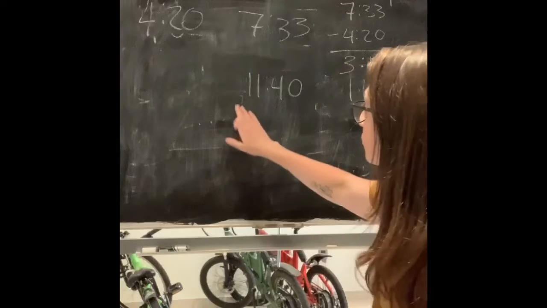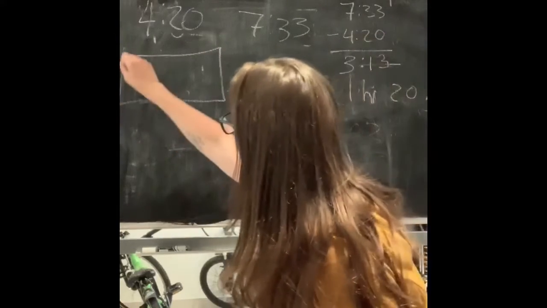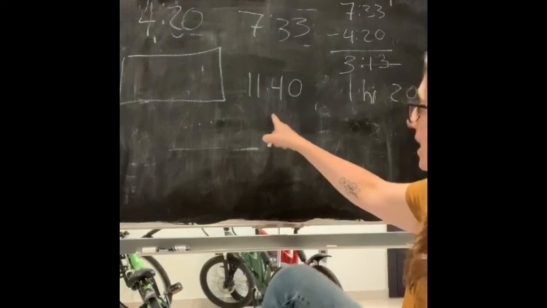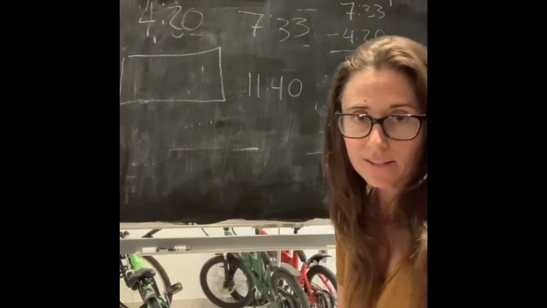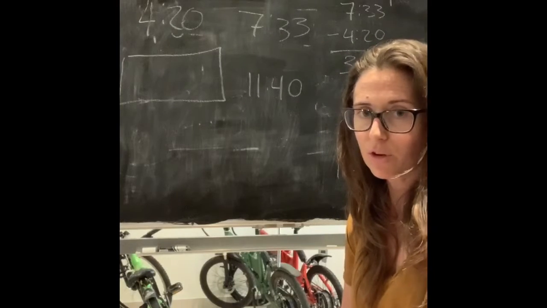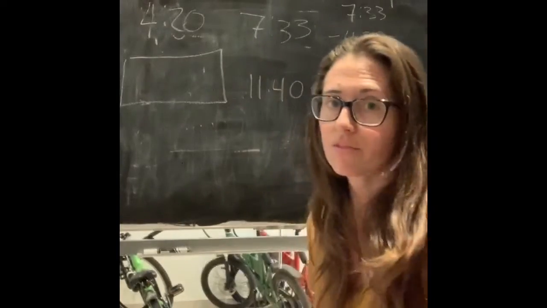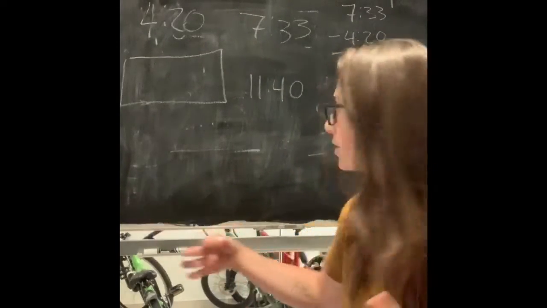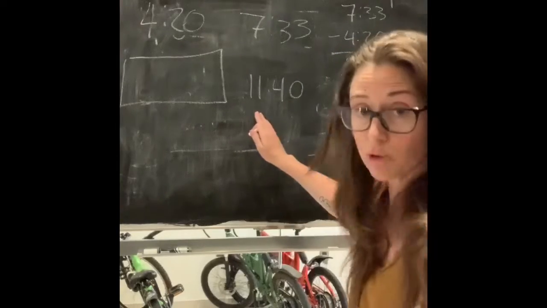All right, now for my second one, I am missing the start time. So I know when it's ended, and I know how much time has passed. So what do I need to do? What's the operation I need to do if I'm looking for the start time? Would I add the hour and 20 minutes to 11:40? If I was adding it, it would give me a bigger number, and I know I don't want that because I started before this, so I'm gonna have to use subtraction again.